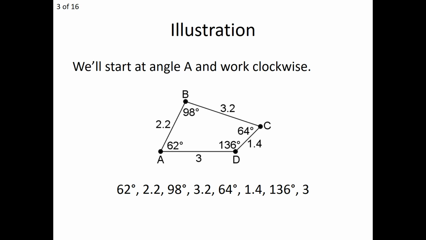Now we have a list of these numbers, and you should see a pattern in these numbers. It alternates side, angle, side, angle, side, angle, right? We're going to see that for every polygon that we can produce, that polygon produces its own list of its angle measures and its side measures.